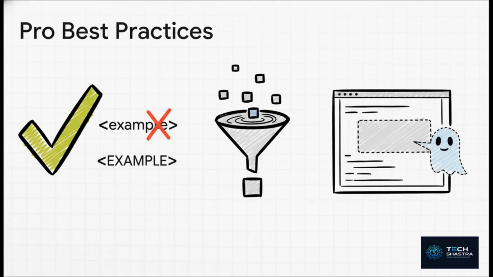Before we start building, let's lock in some professional habits right now. First, always, and I mean always, use lowercase for your tags. It's the industry standard for a reason. Second, get how whitespace works. If you hit spacebar 10 times, the browser collapses it down to 1. Use your editor to make things look clean. And most importantly, use comments. They're totally invisible to the user, but they're invaluable for explaining your code to your team. And trust me, to your future self.